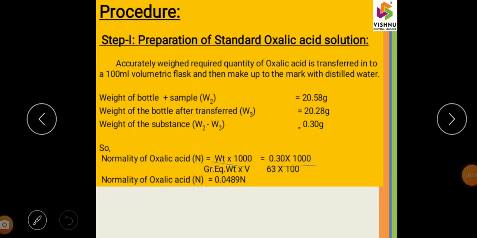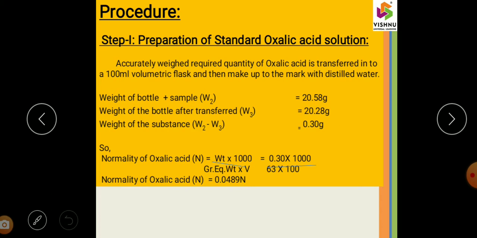Procedure. In this experiment, there are three steps. Step 1, preparation of standard oxalic acid solution. Step 2, standardization of NaOH. Step 3, estimation of HCl using the conductometry instrument.